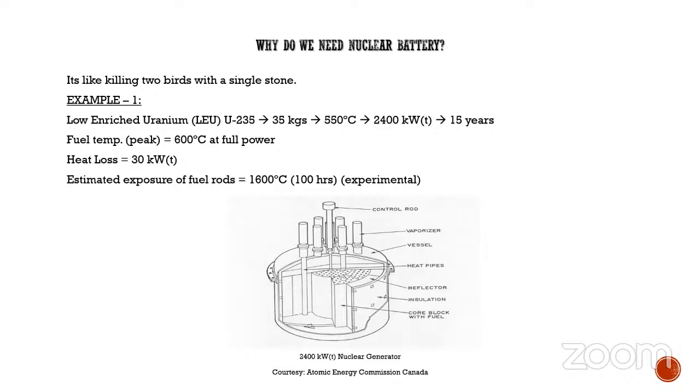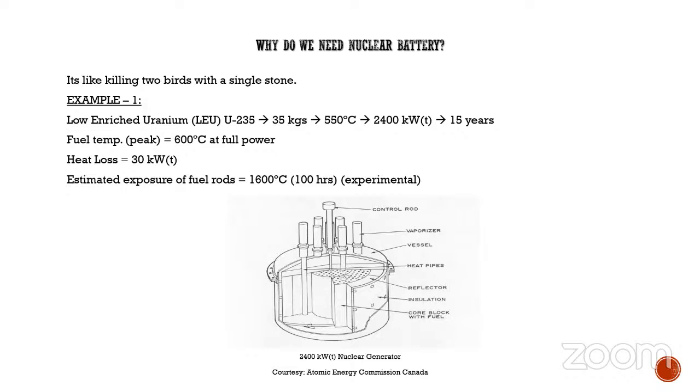So we can use the same material. We can take the desired materials out from the waste fuels or the spent fuels, and we can use them in a nuclear battery. If you compare with a chemical battery, nuclear batteries are characterized by high volumetric energy density, and they can endure harsh conditions.